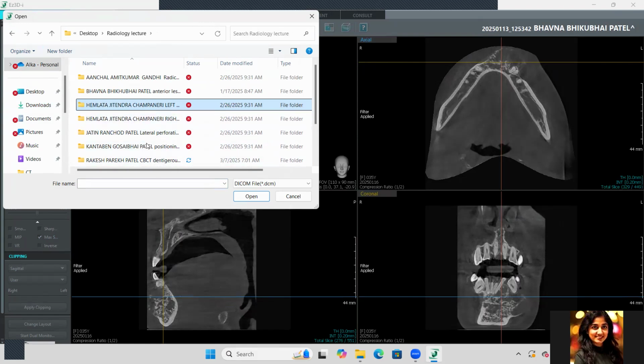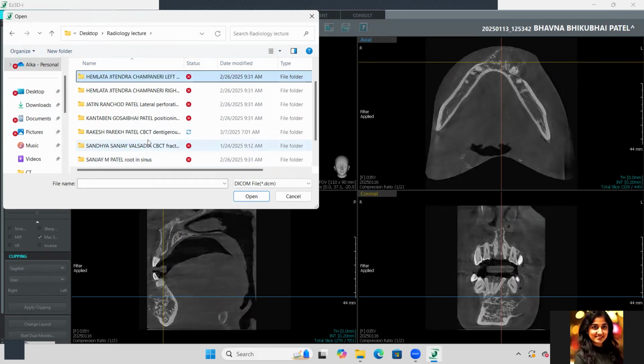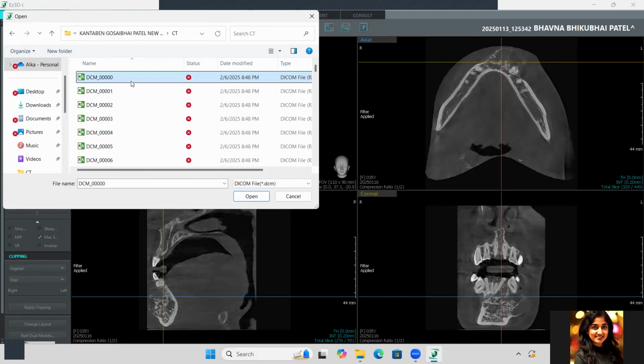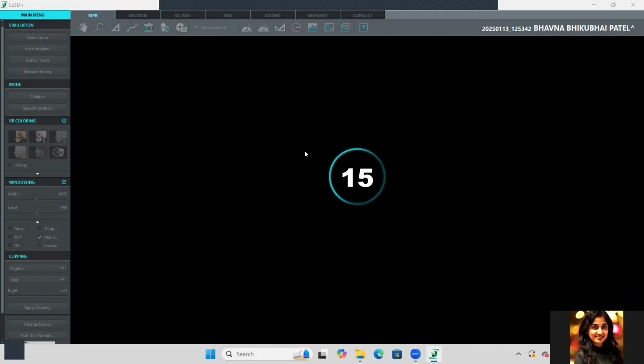Then there are some TMJ, lateral perforation, positioning error, dentigenesis. Okay. So I'll show you a positioning error.